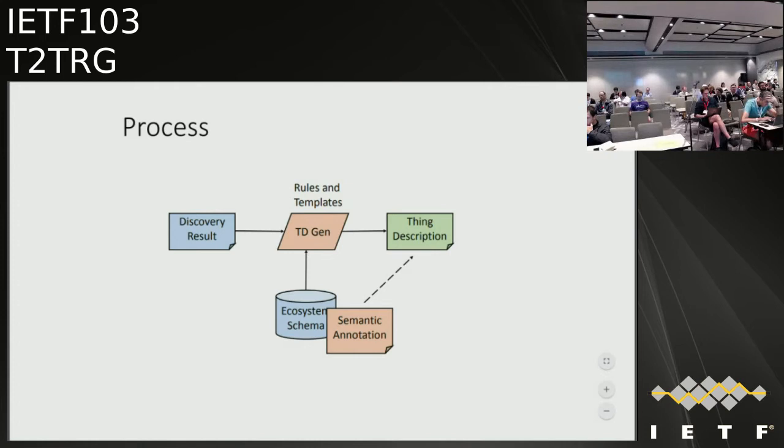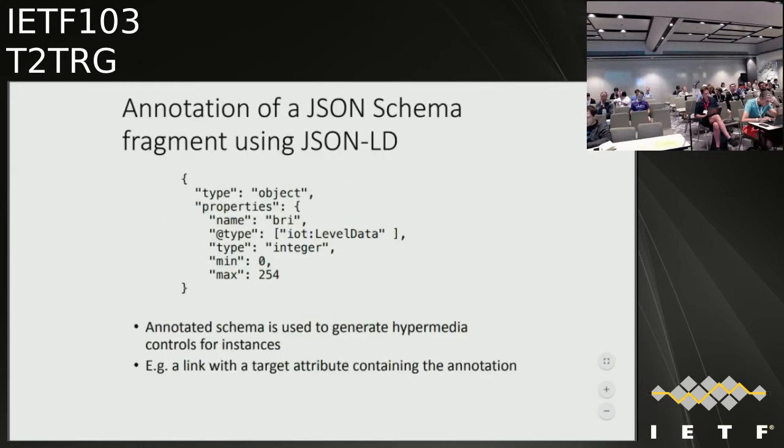Next slide, please. So as an example, we basically annotate JSON. We can plug JSON-LD or RDF statements into a JSON schema using JSON-LD. And this is basically the technique that we're using to annotate the schemas and generate these pieces of hypermedia. It's kind of crude and blocky, but it's working well.